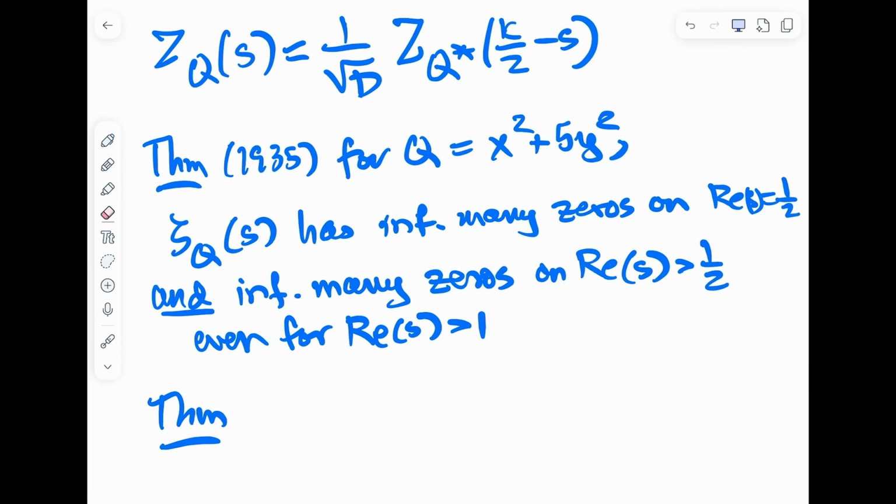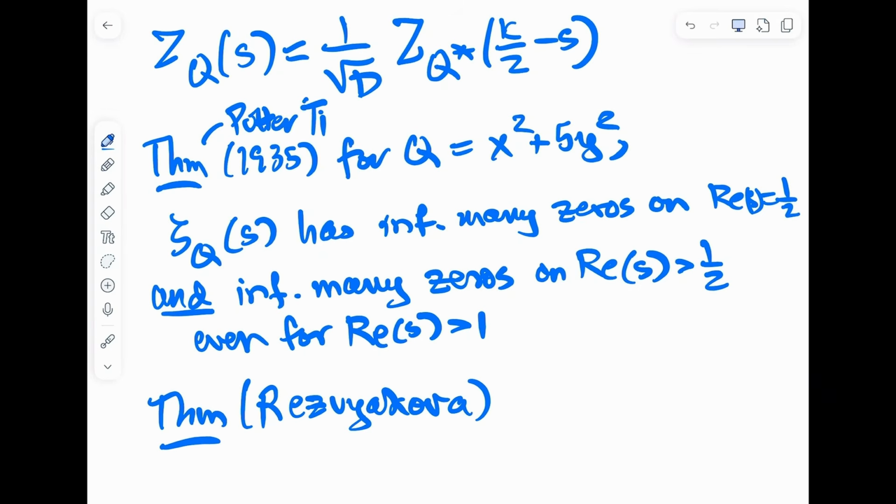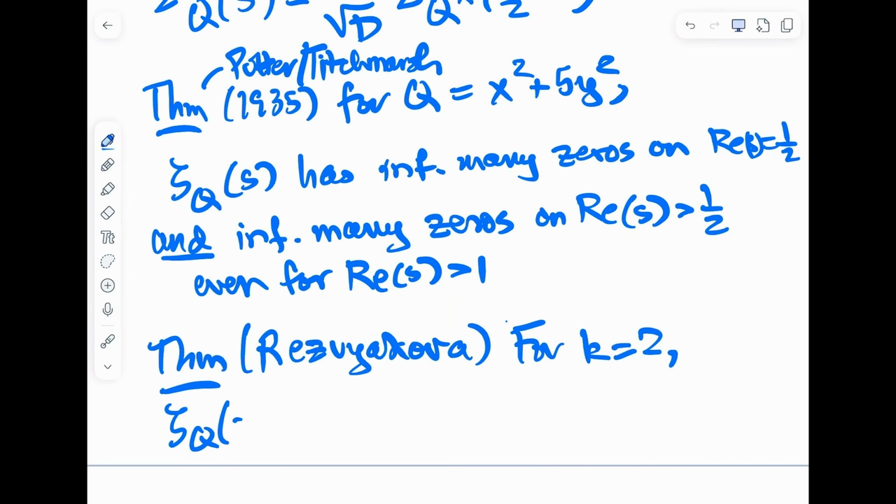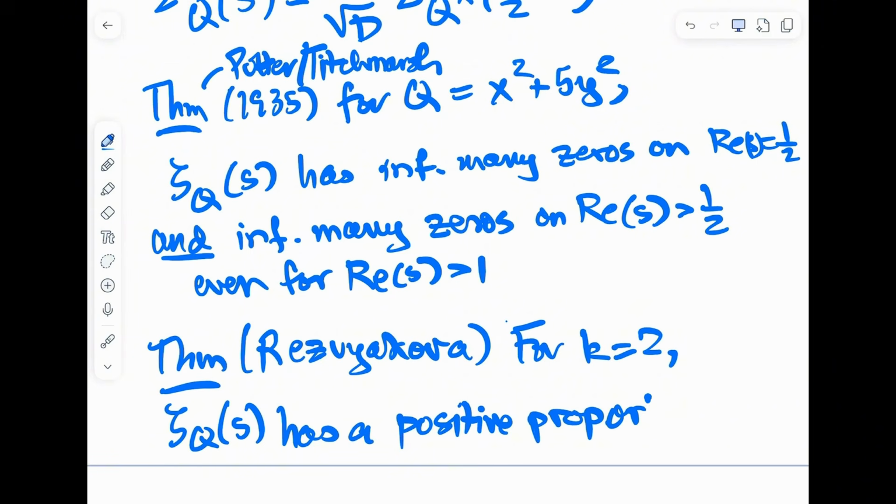Anyway, and so very recently, a couple of years ago, this will be the last thing I say, Rezvyakova showed, the theorem was by 1935, Potter and Titchmarsh, Rezvyakova showed that for all binary quadratic forms, for k equals 2, any positive definite binary quadratic form, the zeta function for Q has a positive proportion of zeros on the line 1/2.